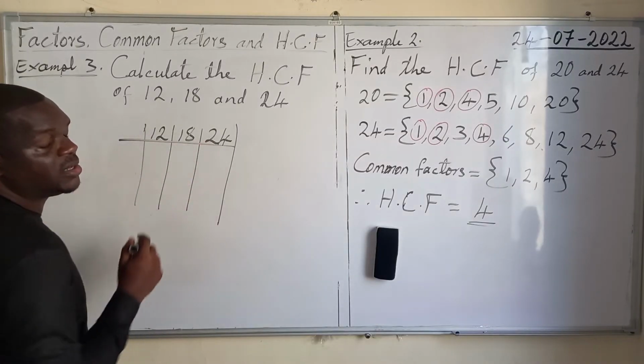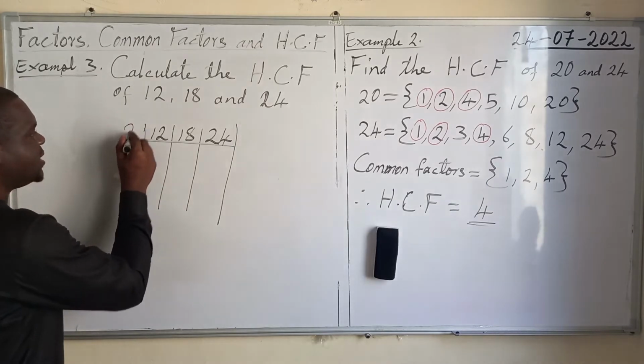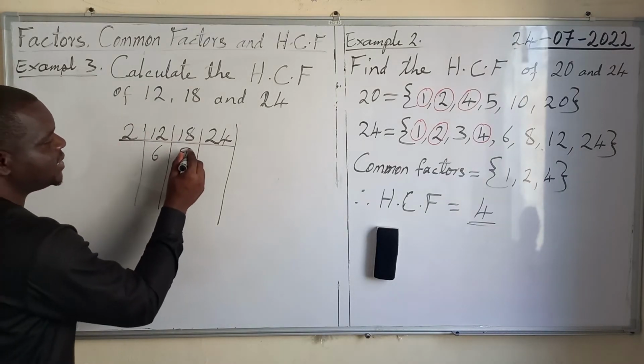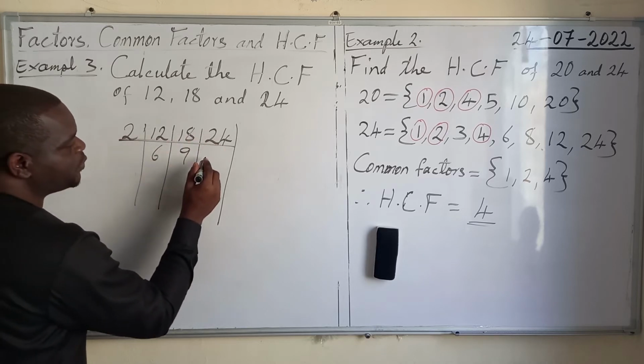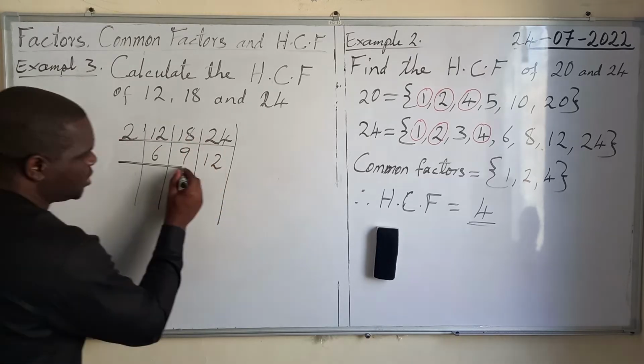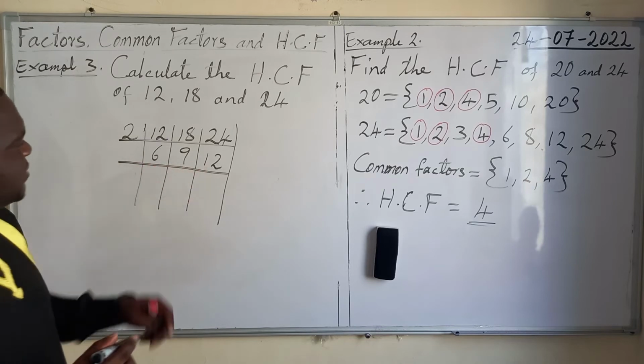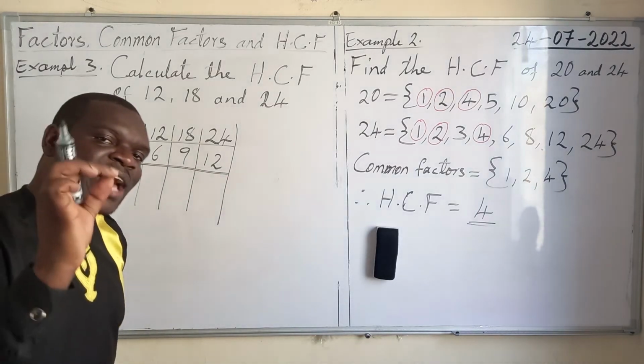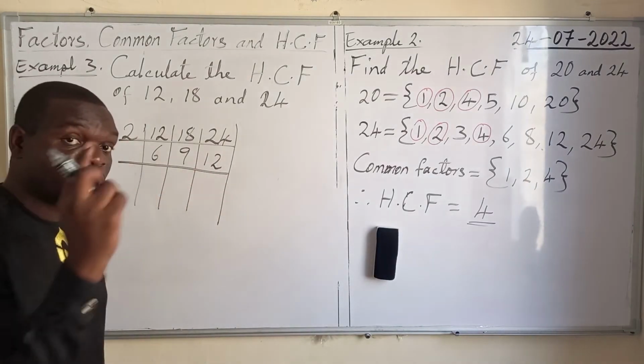All are even numbers, so 2 will divide. 2 divides 12 6 times, 2 divides 18 9 times, and 2 divides 24 12 times. Create another row. At this level, which factor will divide these three numbers without a remainder? All the numbers, not one of them.